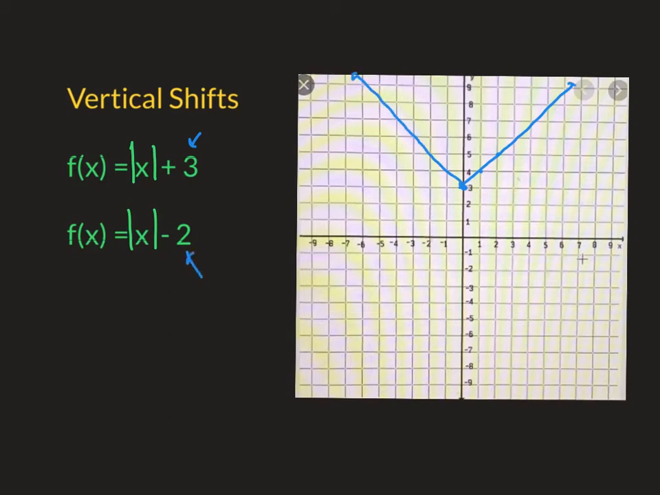The second one, absolute value of x - 2. The same thing, except the graph's been shifted down 2. So instead of beginning at (0, 0), I'm going to start down 2 and draw my V shape, my absolute value graph. Good looking picture.